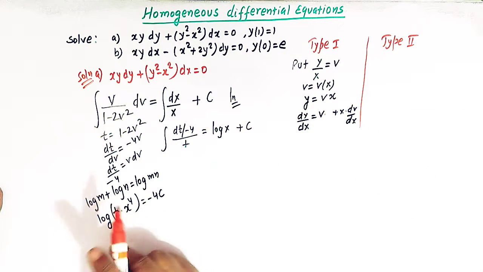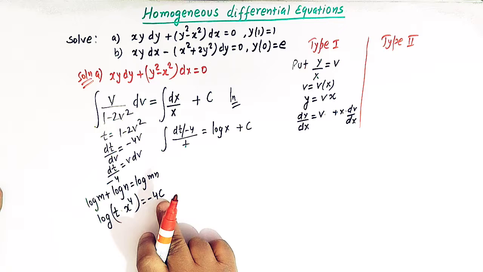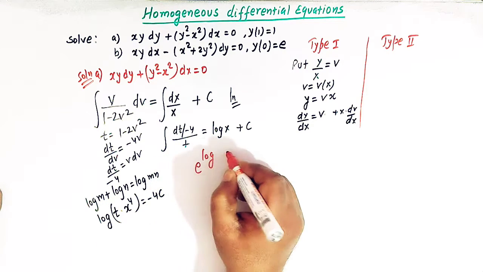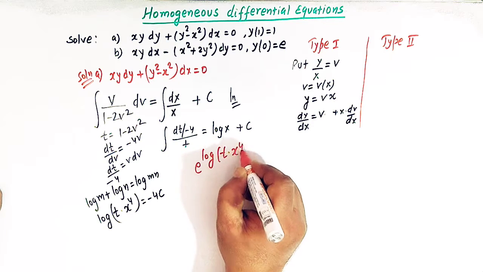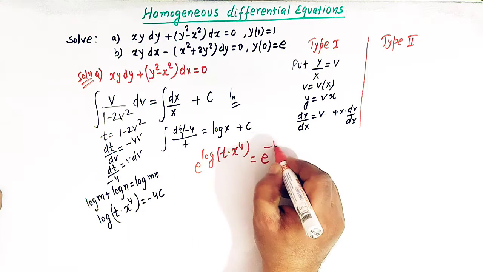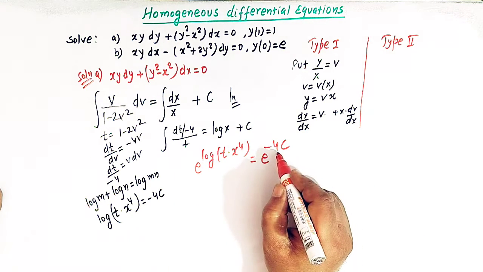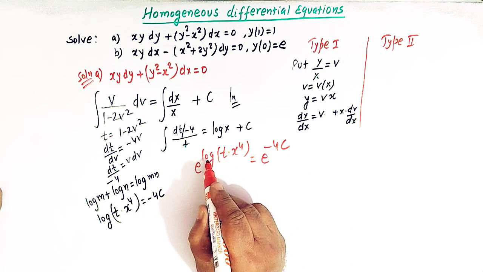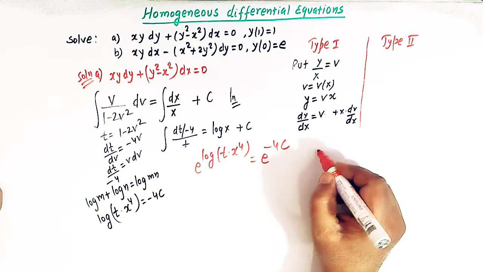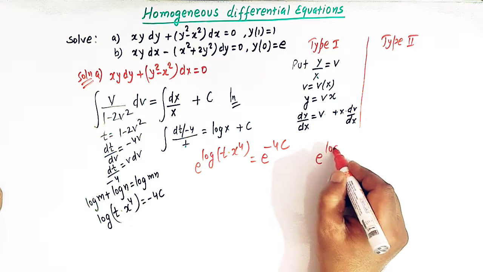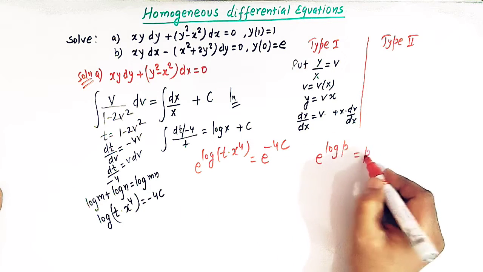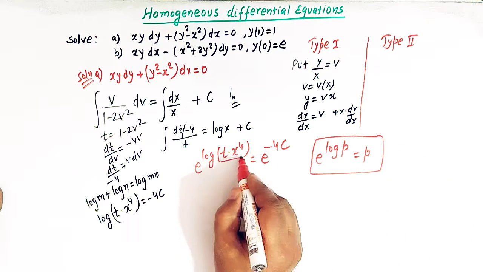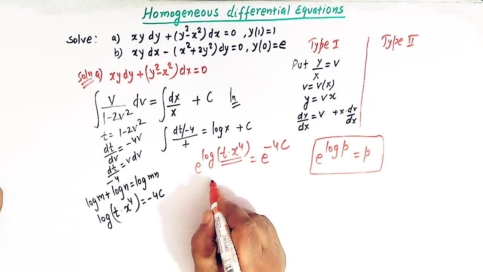So now let us take the exponential of both the sides. So we have e raised to log of t times x raised to 4 is equal to e raised to minus 4 times c. So here we have e raised to log t times x raised to 4. So using e raised to log of p is equal to p, this is an important relation. So here p is t times x raised to 4.